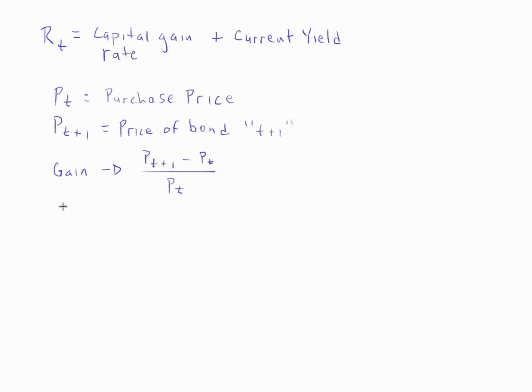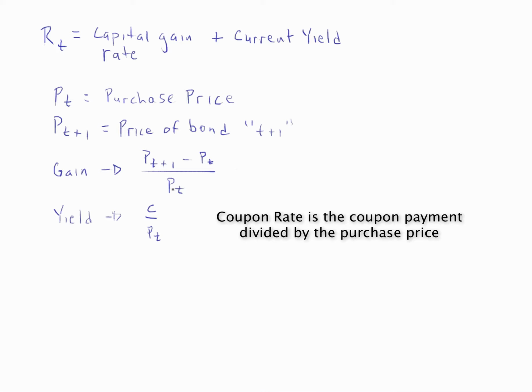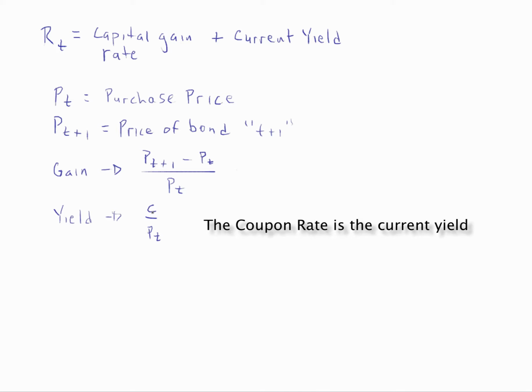The second component in bond returns is the current yield. And we already are pretty familiar with the current yield, but just as a reminder, the yield is the coupon rate divided by the purchase price of the bond. So if we bought this bond in period T, the yield would be the amount of the coupon payment we receive divided by the purchase price of the bond.